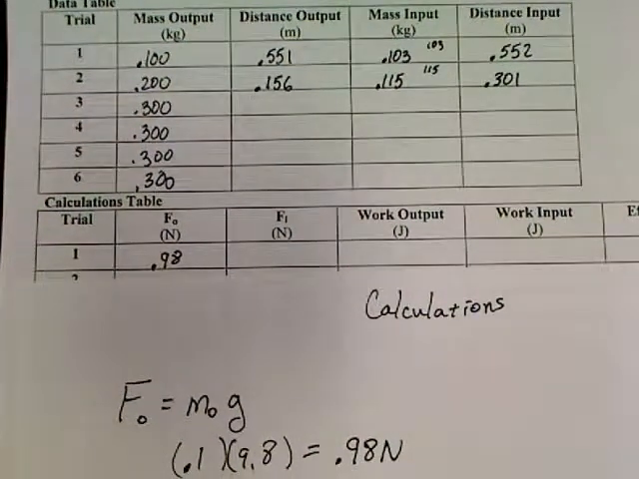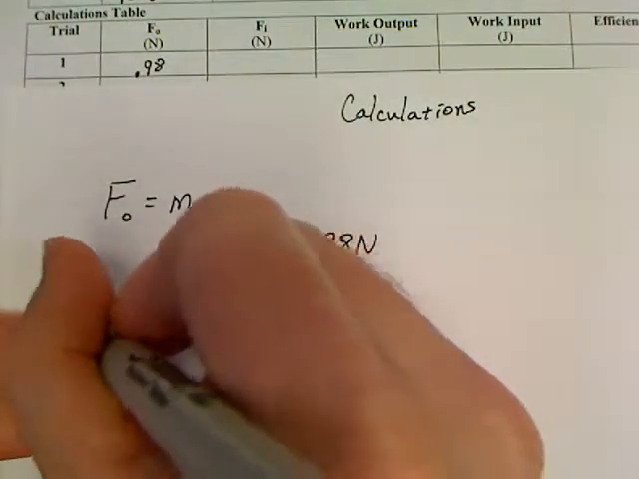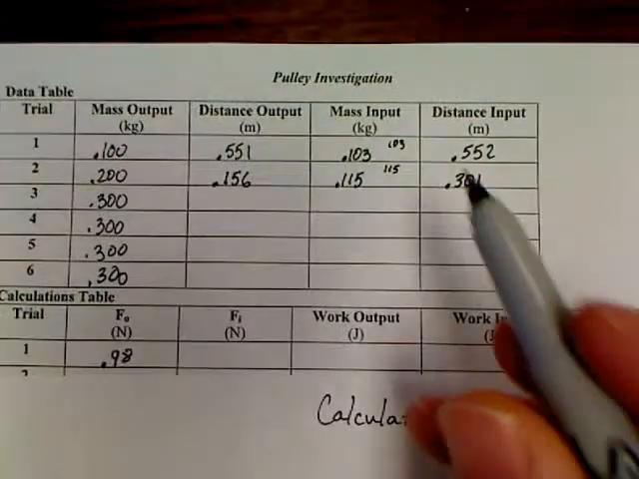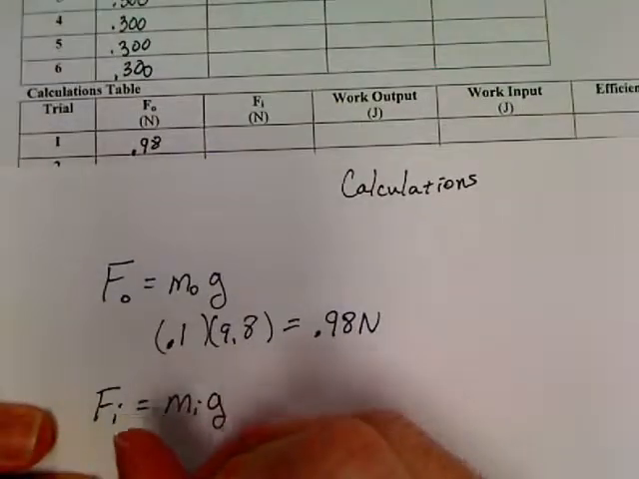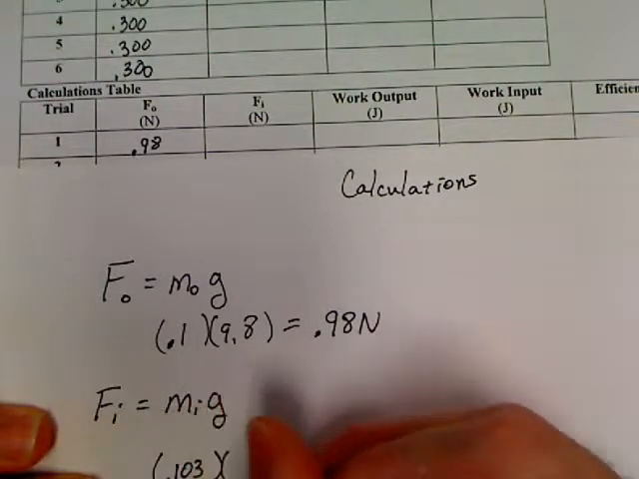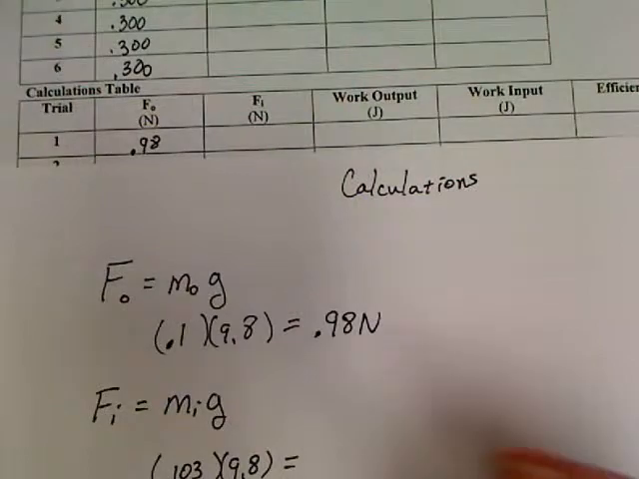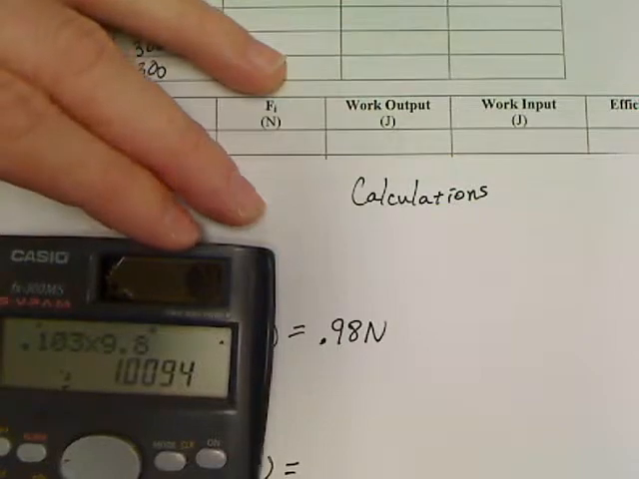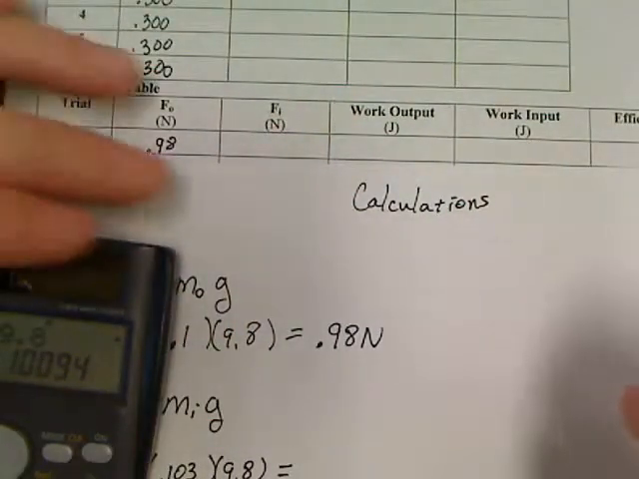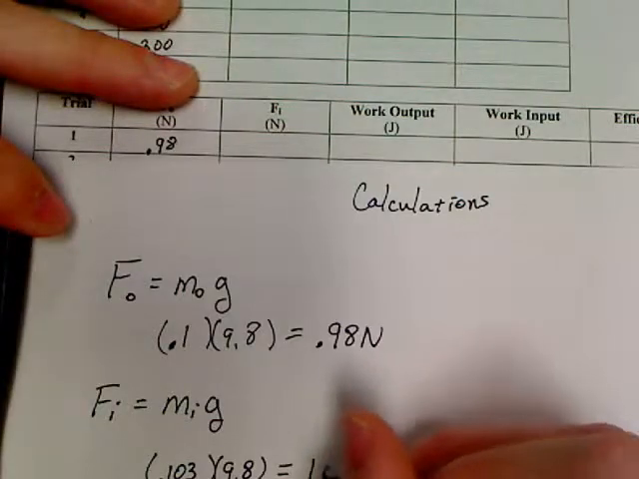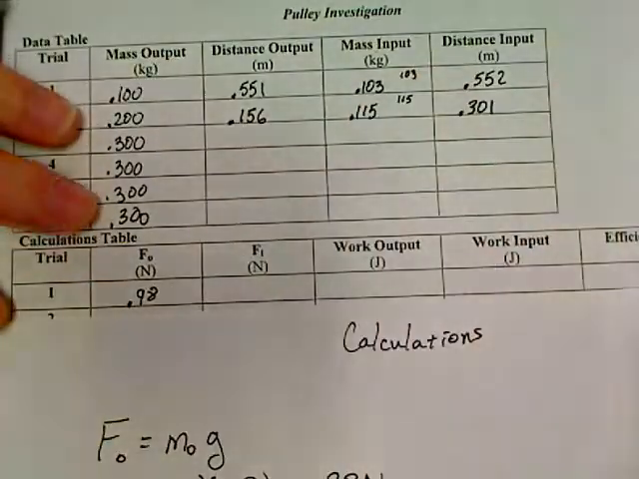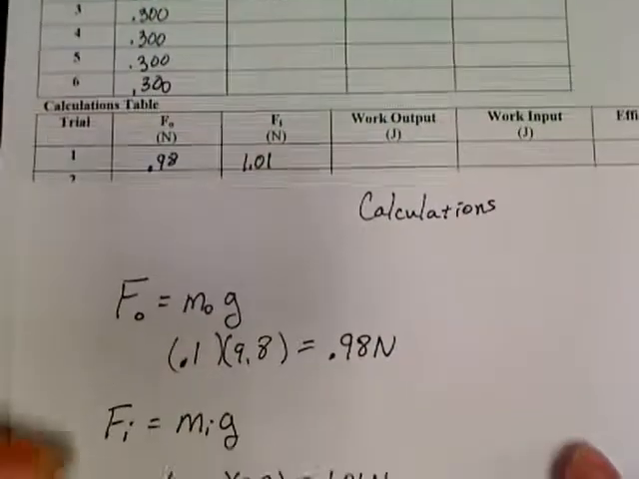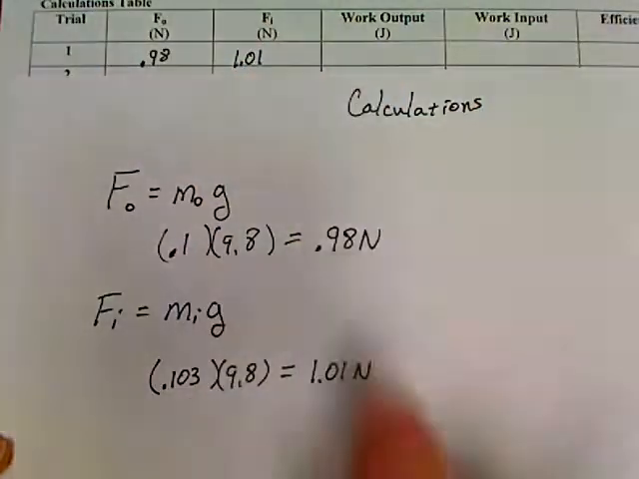For force input, force input equals mass input times gravity. Well, mass input on the first one is 0.103, so 0.103 times 9.8 equals, and let's see what we got, 1.01 newtons. And that's what I'm going to write down for force input, 1.01. Alright, so now I've got force output and force input.